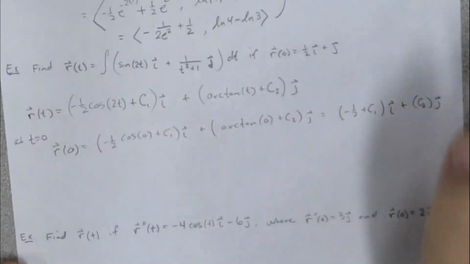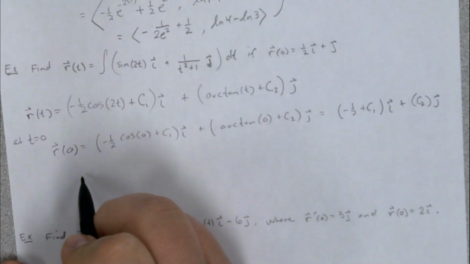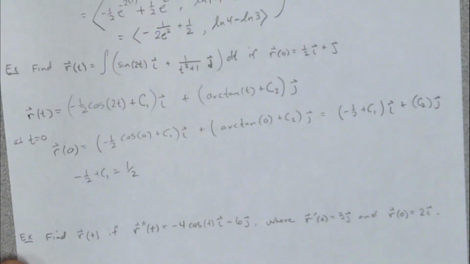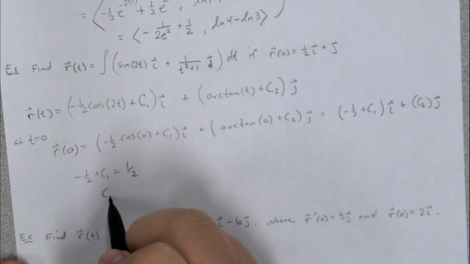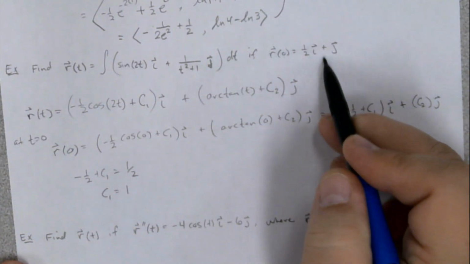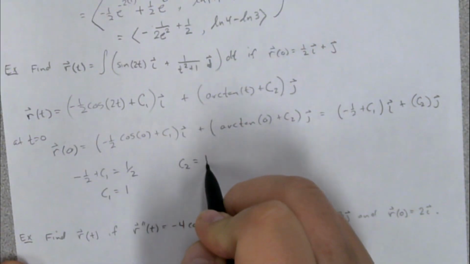Now, let's do some comparison. So if at 0 this thing is supposed to be 1/2, then I know that negative 1/2 plus c1 has to be 1/2. And solving this out gives me c1 has to be 1. Likewise, the constant out in front here is 1. That tells me that c2 has to equal 1.